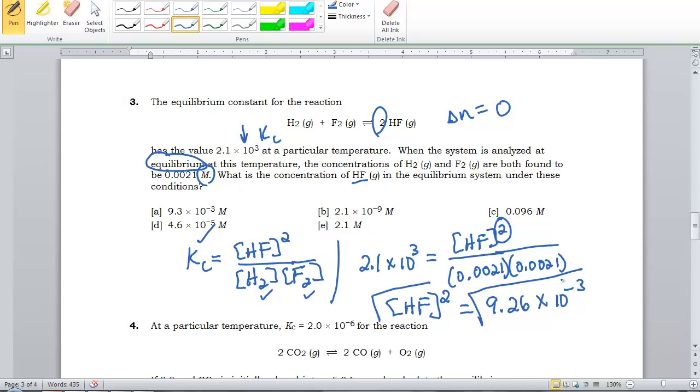I'm not going to finish this. I think you can take the square root. You'll probably see this on the quiz. Okay, so take the square root of that. Make sure you can get the correct answer for this.